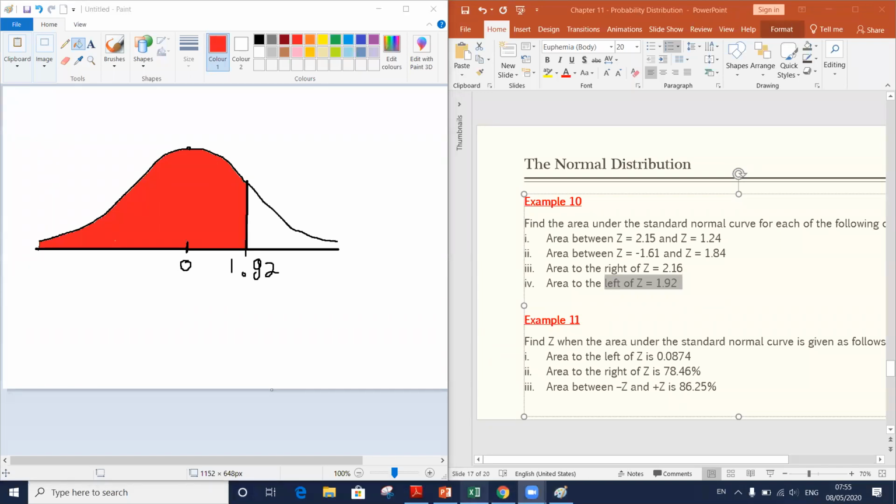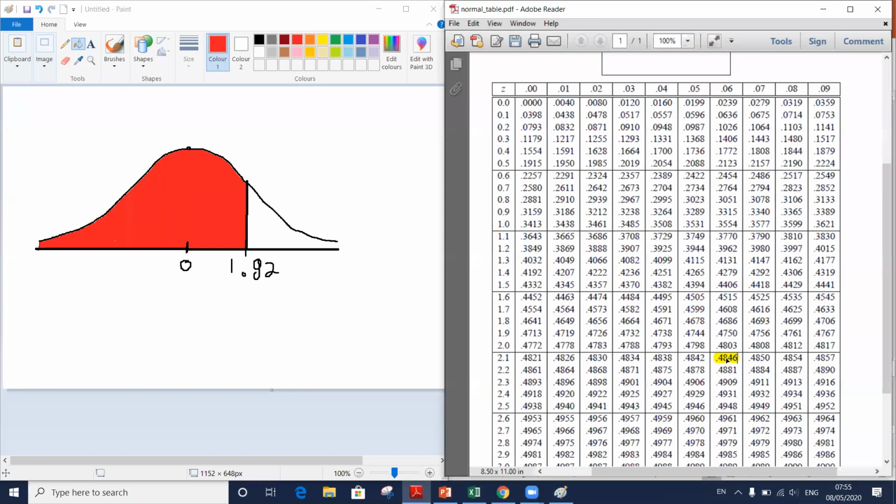Okay, Kavind has left. Right. Here, if it is Z equals 1.92, right? What is the relevant Z value? Oh, sorry, relevant probability value. When the Z value is 1.92, what is the relevant probability value? These are the probability values. What is the relevant probability value?